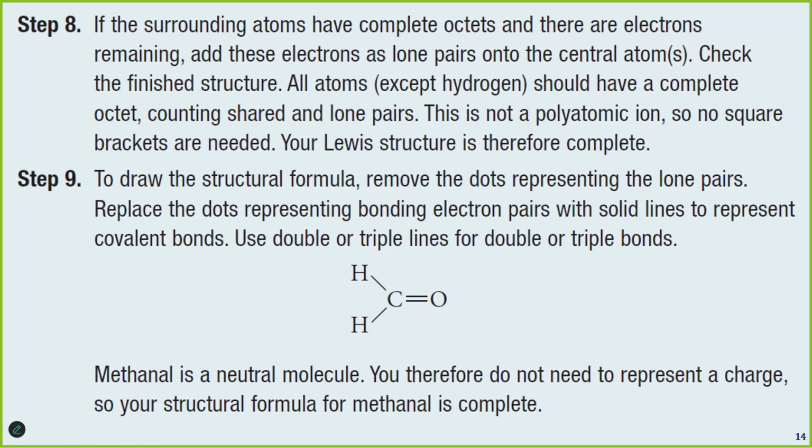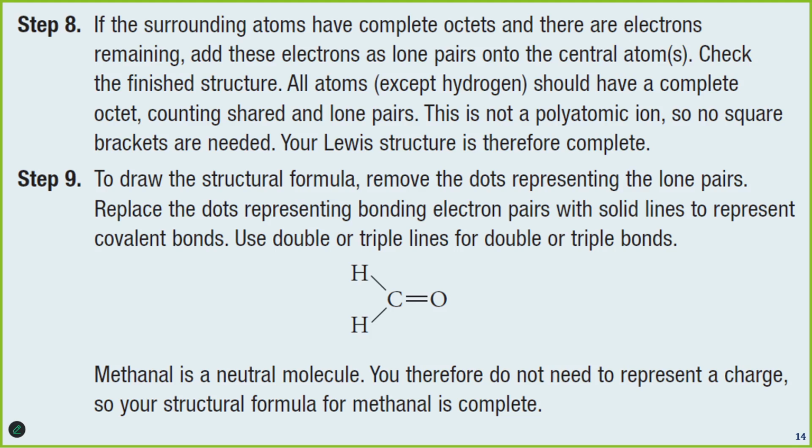Step 8. If the surrounding items have complete octets and there are electrons remaining, we can add these electrons as lone pairs onto the central items. Then check the finished structure. All items except hydrogen should have a complete octet, counting shared and lone pairs. This is not a polyatomic ion, so no square brackets are needed. And then our Lewis structure is complete.